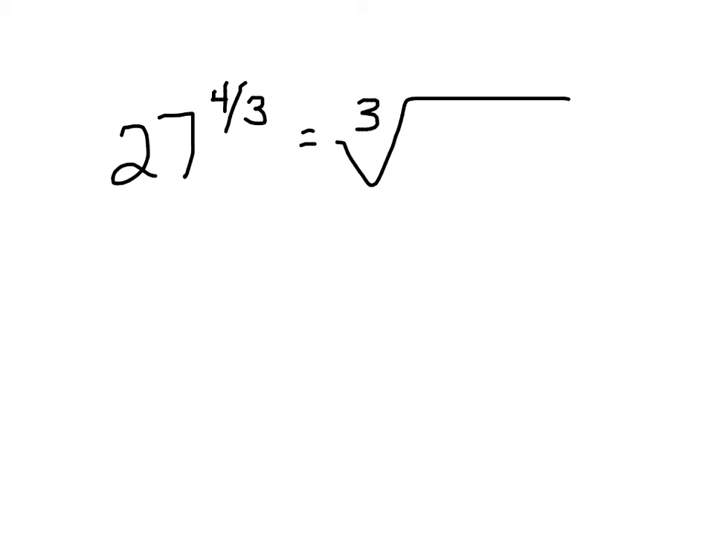The next one has 27 to the 4/3 power. So again, the 3 from the bottom goes in the crack. The 27 goes underneath. And where do I put the 4? You put it on the outside. I put it around the outside, right?